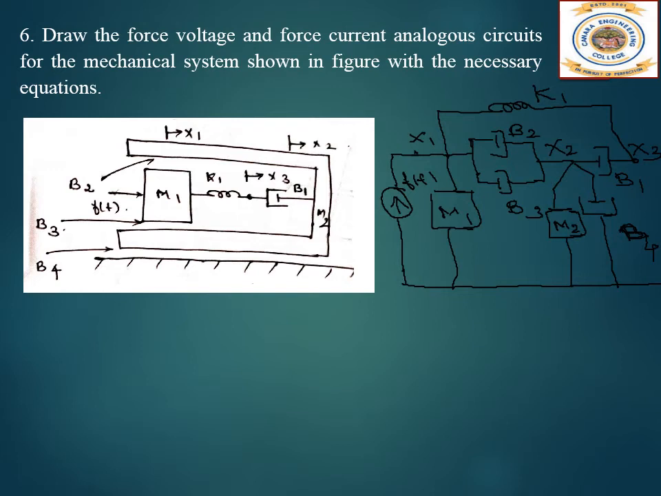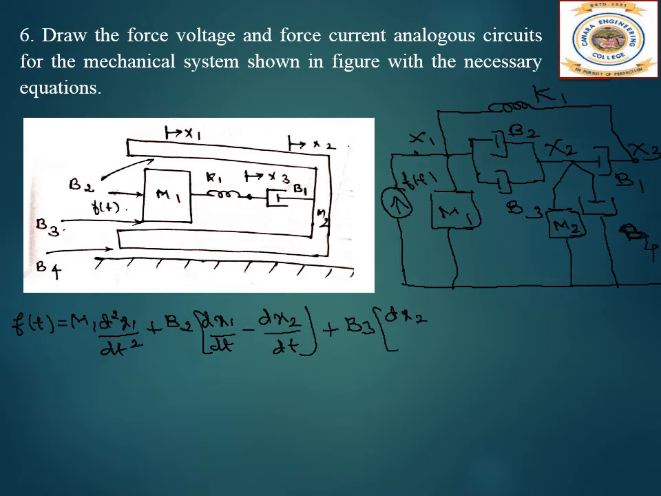Now we have to write the equations. For node 1, f of t is equal to m1 d square x1 by dt square plus b2 into dx1 by dt minus dx2 by dt, plus b3 into dx1 by dt minus dx2 by dt, plus k1 into x1 minus x3. So this is equation 1.